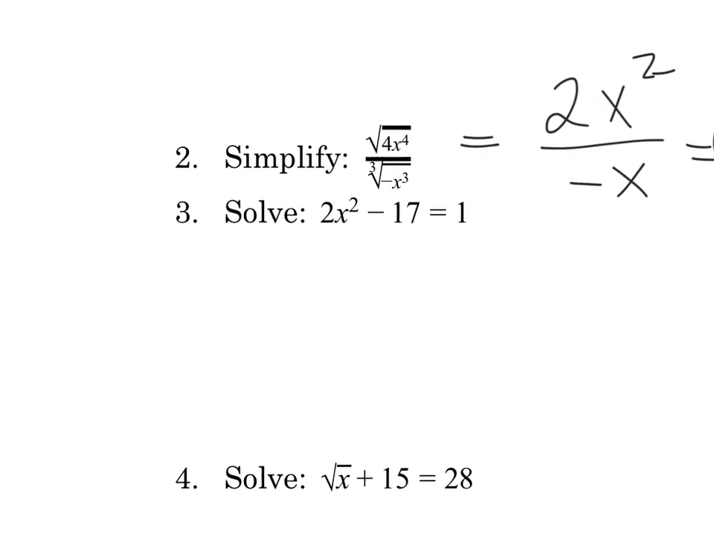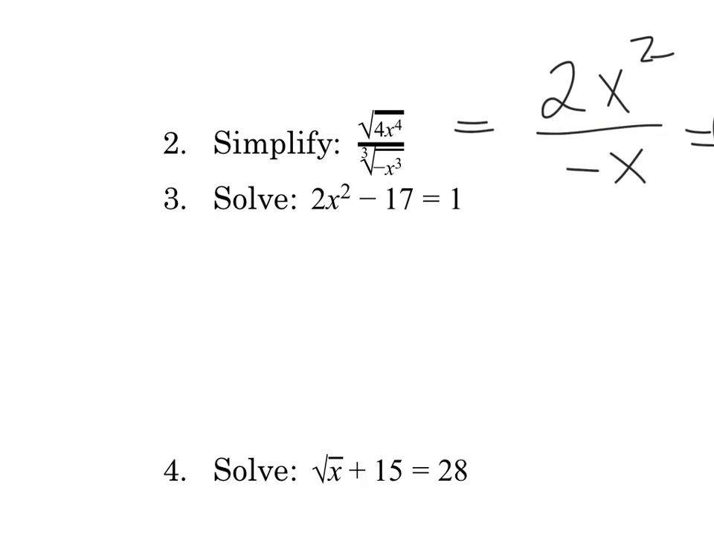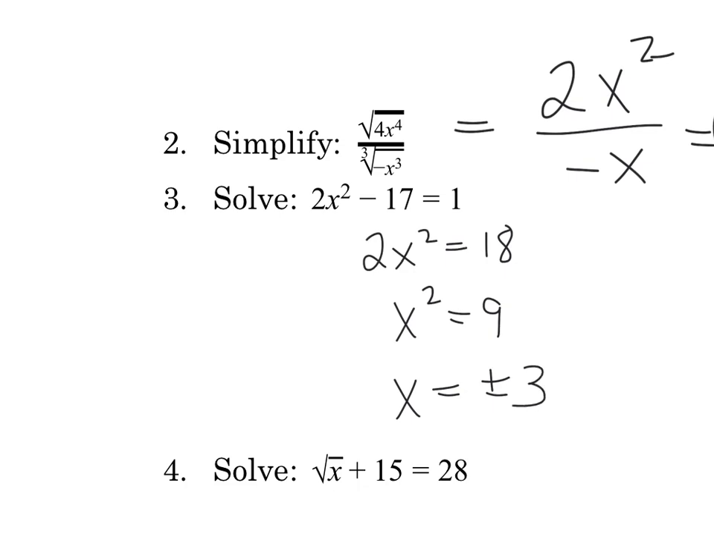Here I have a quadratic function. I can solve this any way I like. Here I have no b value, no linear term. So I'm going to add 17 to both sides and get 2x squared equals 18. Divide both sides by 2. X squared equals 9. So x must equal plus or minus 3.